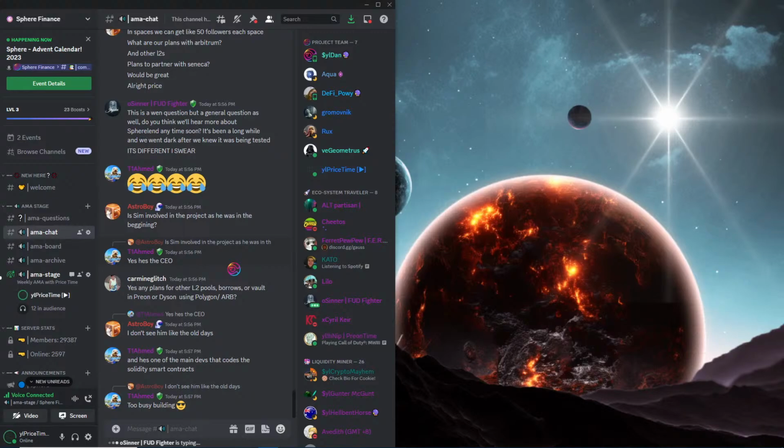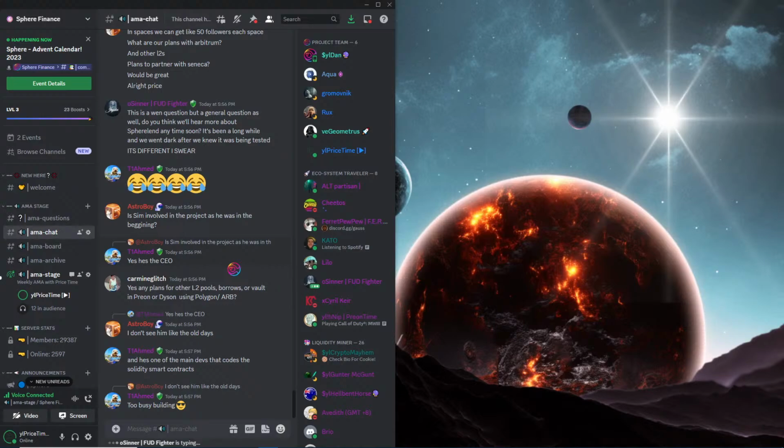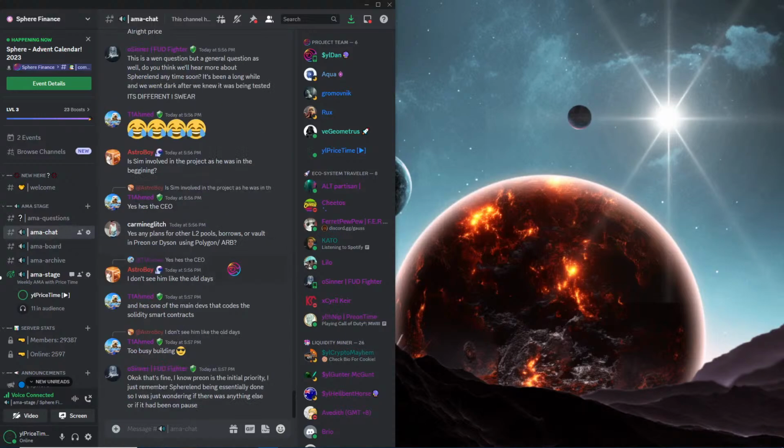Because right now, the hard assets like wrapped ETH and wrapped Matic in Prion, a portion of those are being routed through Dyson and into Aave. So there's good incentive to get SphereLend up and running, because then instead of routing through to Aave, which is less efficient, we can route through to our own project, which is more efficient. So it's an integration that we do want to have going forward when the time is right.